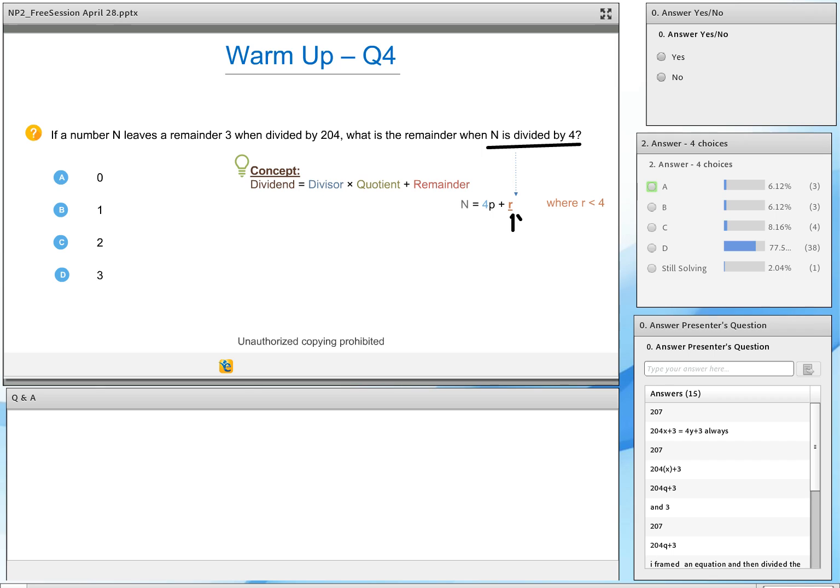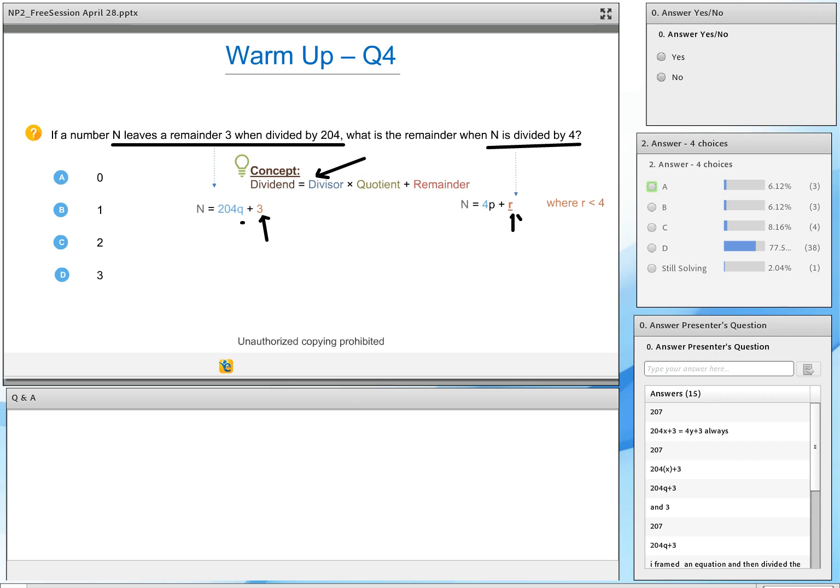Now what's given to me, in terms of the first piece of information, is that n is equal to 204q plus 3. So all I'm doing over here is assuming some quotient, and translating whatever information is given to me in terms of this particular equation. Okay, so what I have here is n is equal to 204q plus 3. What I have to find is the remainder r in this particular equation, where I know that r is less than 4.